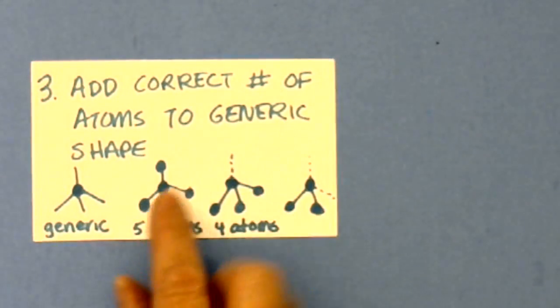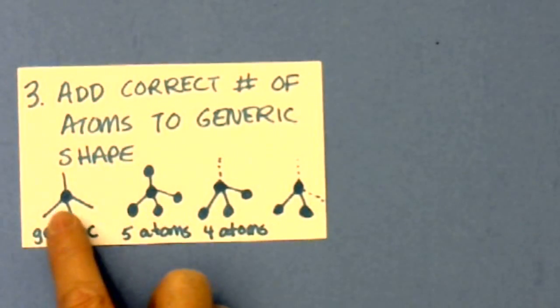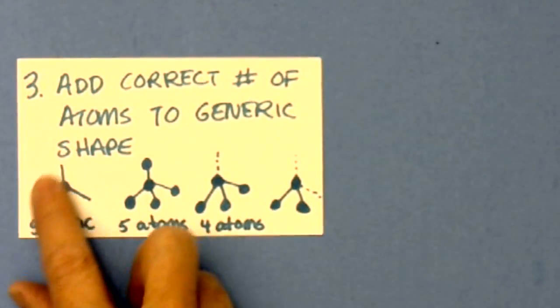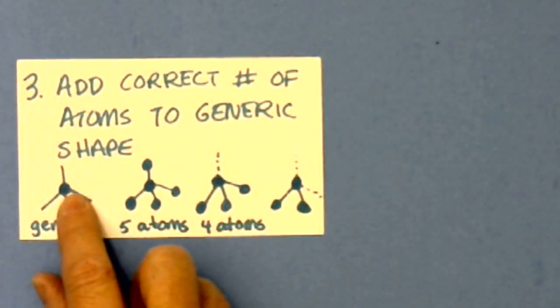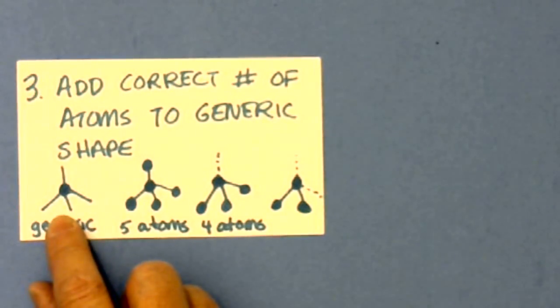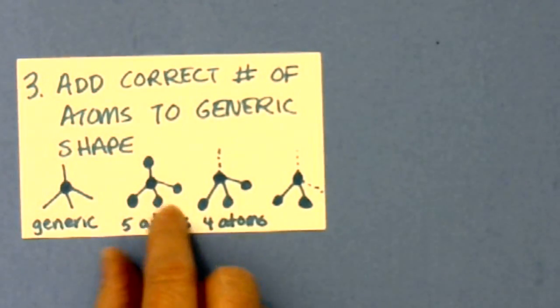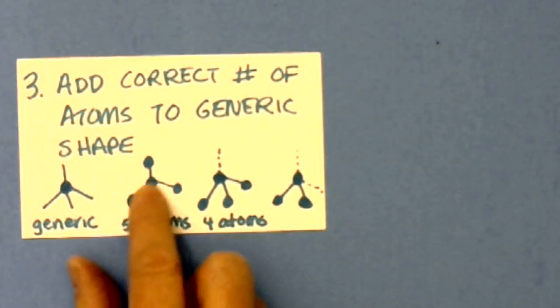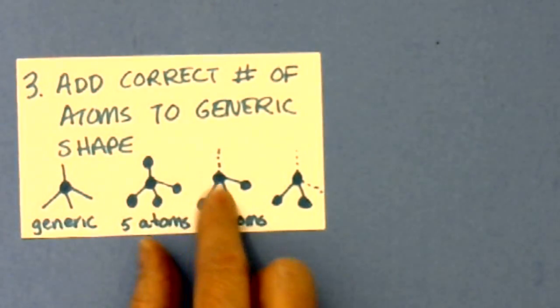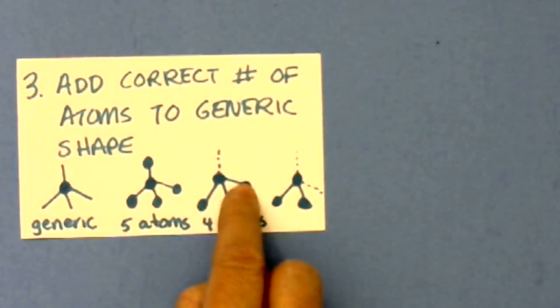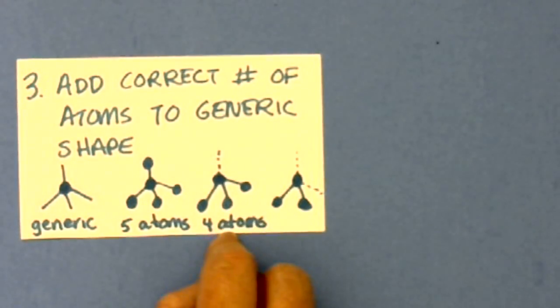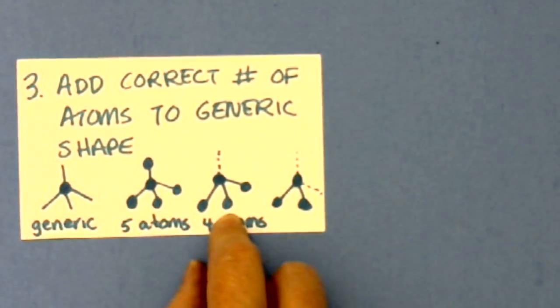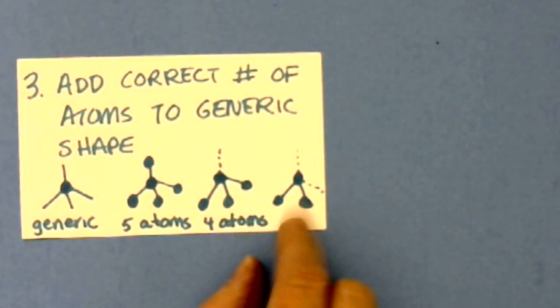After you get the correct shape, so let's say I know there are 4 groups of electrons, I take my generic shape and I add the correct number of atoms. Do I have 5 atoms? If I do, this is what it looks like, and that's a tetrahedron. If I have 4 atoms, I add 4: 1, 2, 3, 4. Don't forget to do the center one first. That's a pyramid. If I have just 3, I get a bent shape.